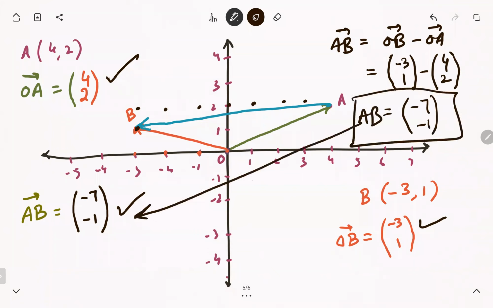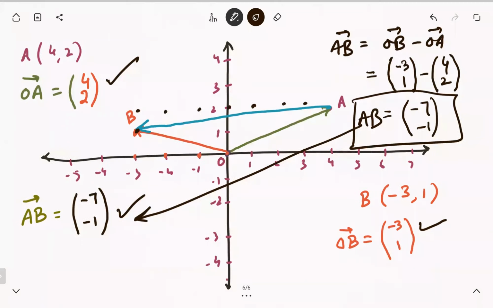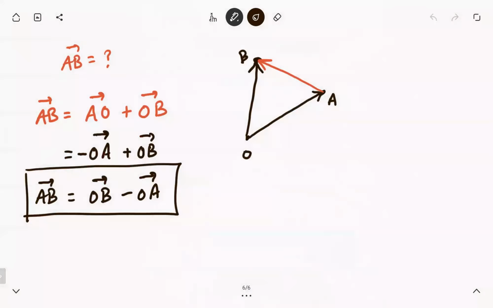AB is -7, -1. So पहले हमने graphically find किया, but ये मैंने वो केस अब किया है कि अगर हमारे पास ग्राफ की ऑप्शन ना हो, हमारे पास पोजीशन वेक्टर्स दिए गए हैं, तो we can simply subtract them by using matrices. We can find the vector AB. So this is the new formula. You can say vector AB is equal to OB minus OA.